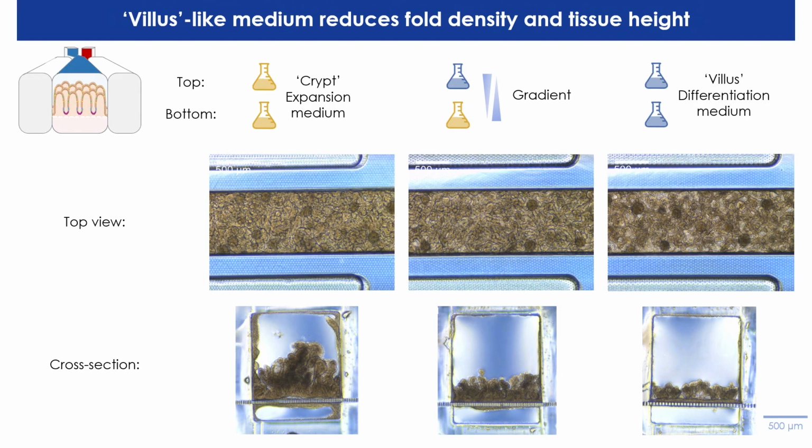And we can see that after exposing the tissue to crypt medium on both sides, you get this really dense network of folds and a high tissue. After exposing to gradient, these folds are maintained, but they are a bit less dense and the tissue is a little bit less high. And after exposing to the villus medium, the fold density is quite greatly reduced and the tissue gets quite thin. So this was nicely in line with our hypothesis of really inducing proliferation versus inducing differentiation and having this intermediate state that might still have both.